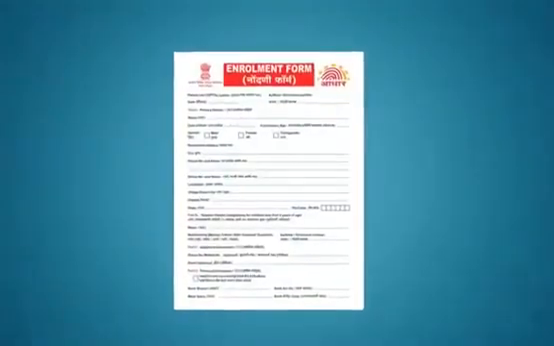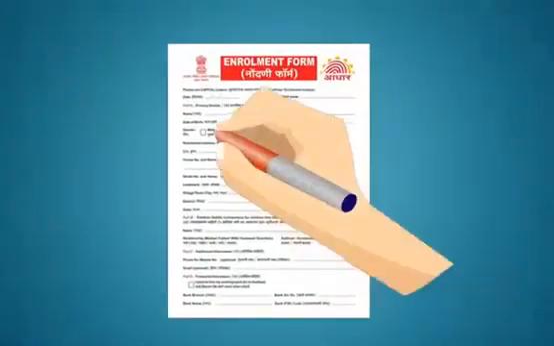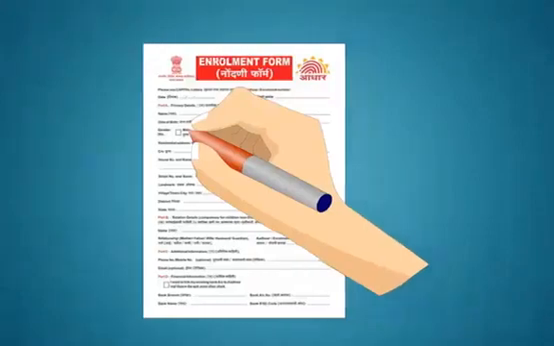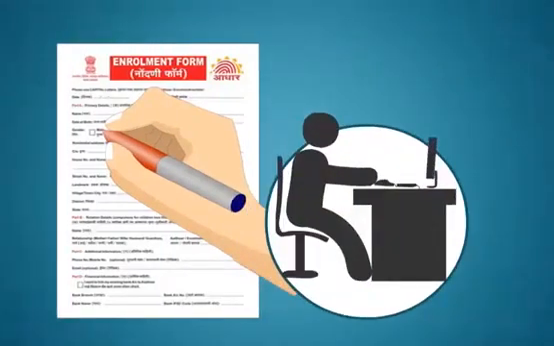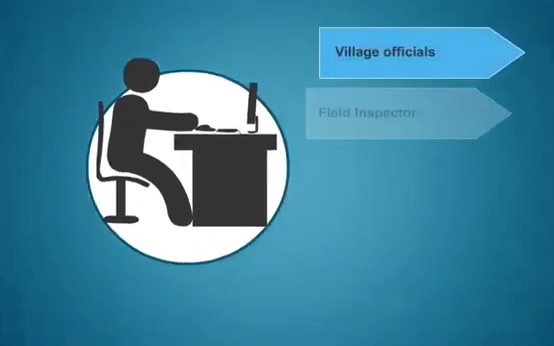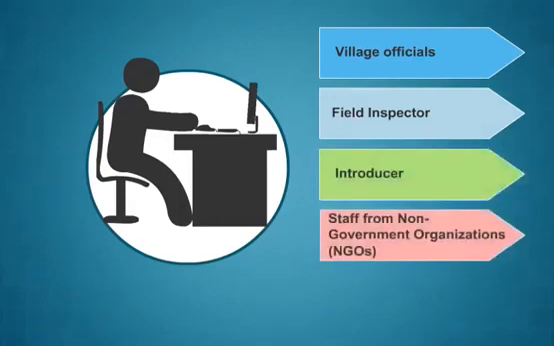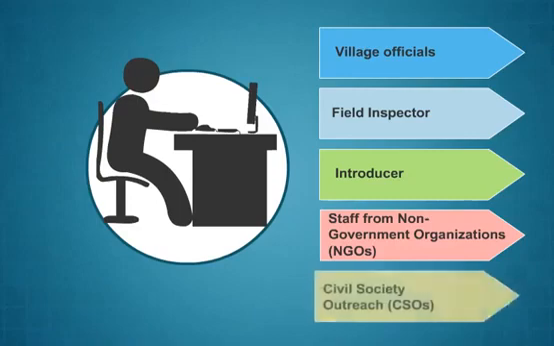Step 1. Filling of enrollment form. Firstly, fill the enrollment form. In case of any difficulty, you can take the guidance of the enrollment operator in filling up the form. The operator may guide you in taking assistance from local support such as village officials, field inspector, introducer, staff from non-government organizations or NGOs, civil society outreach, CSOs, etc.